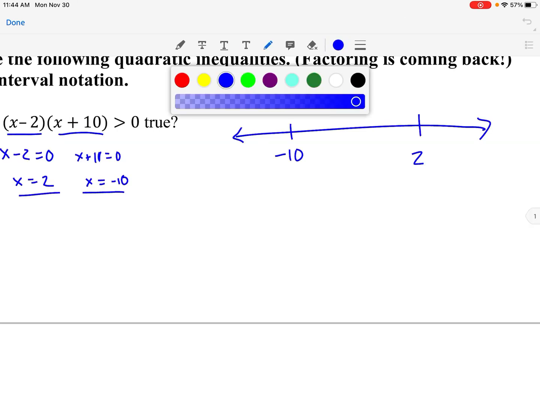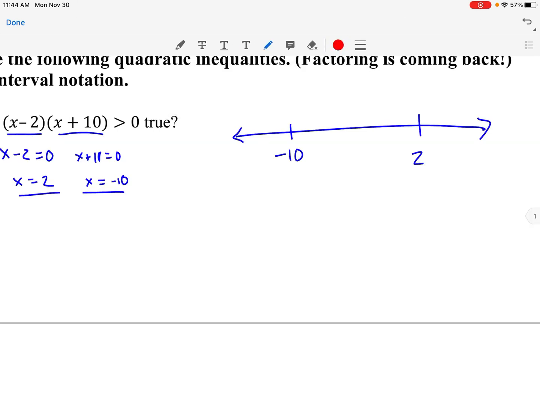So, picking a test value. Somewhere in here, we just have to pick one of those numbers. I'm going to pick 0, because 0 is in between -10 and 2. It can be any number in that interval. I'm going to pick a number over here that's bigger than 2, so I'll just do a 3. And then over here, I will just do a -12. It doesn't matter which number it is. You can do decimals or fractions, whatever you want, just as long as it's in the interval.